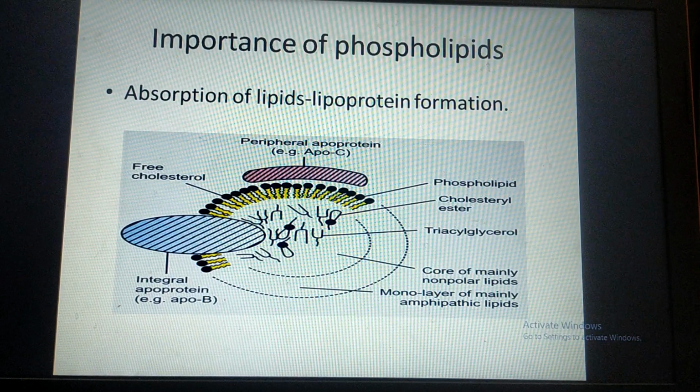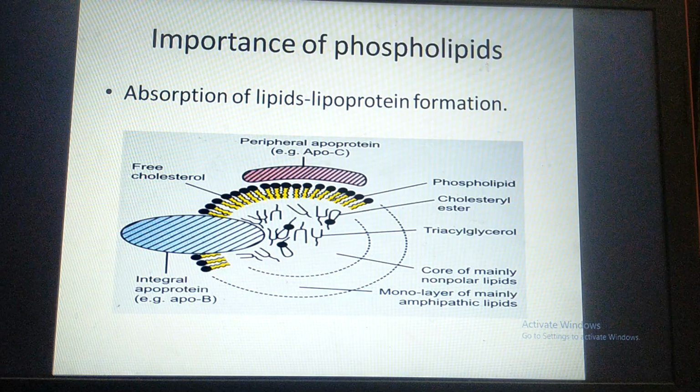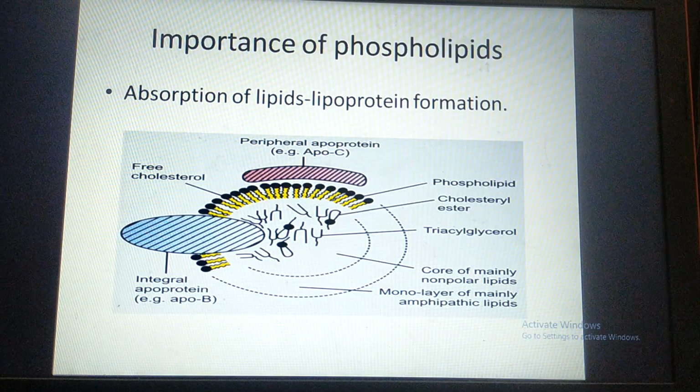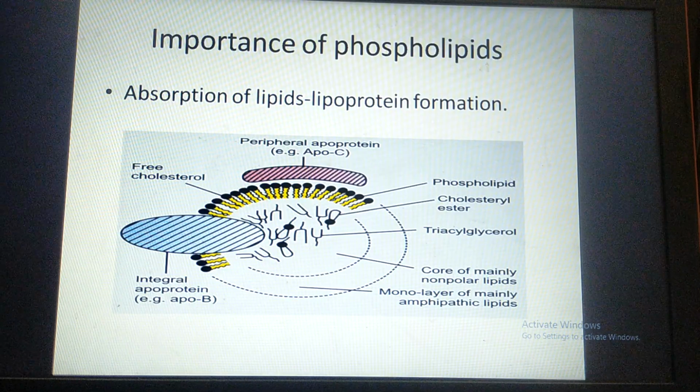Now the next importance of phospholipid is they also play an important role in the formation of lipoproteins like chylomicrons, VLDL, very low density lipoprotein, HDL, high density lipoprotein, and LDL, low density lipoprotein. If you see the structure of these lipoproteins, they have an internal core where pure hydrophobic lipids like triacylglycerol and cholesterol esters are present, surrounded by amphipathic lipids like phospholipids and free cholesterol, and the whole structure is then wrapped by the proteins. So it is a combination of lipids and proteins.